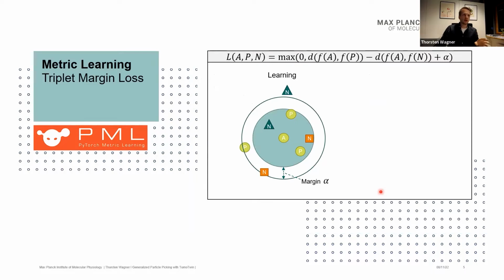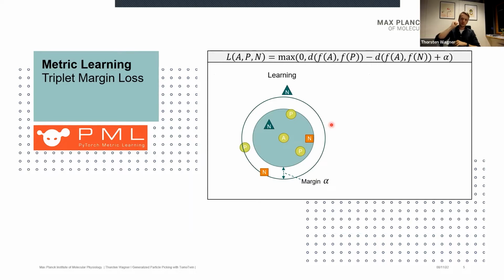So we apply the so-called triplet margin loss, which is almost classic, I would say, metric learning, but this is the loss that worked best in our hands so far. During training, you provide triplets of subvolumes with a so-called anchor, a positive volume, and a negative volume. The anchor volume and the positive volume share the same class, whereas the negative volume has a different class than the anchor and the positive.